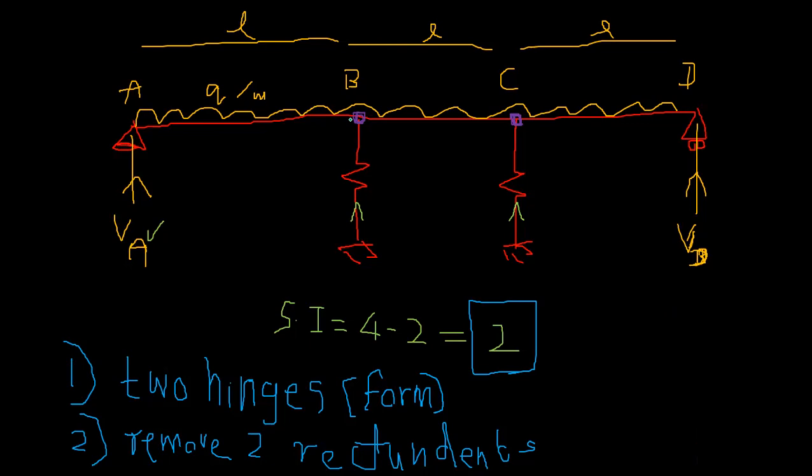So if you apply a hinge, so here to here, the bending moment will be zero, right? Yeah, so the bending moment will be zero. It's going to be zero at the hinge. Okay.